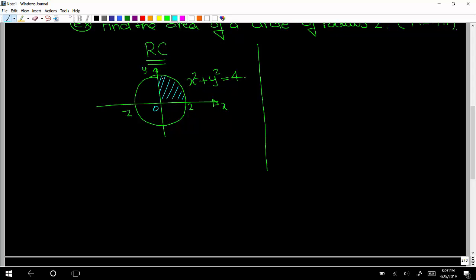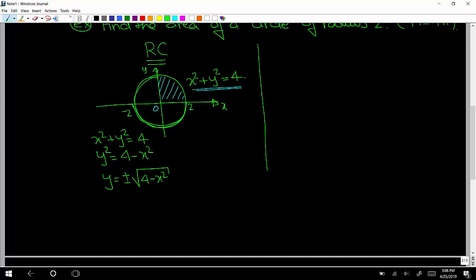So this is the top half of my circle, and to get to that I would have to solve this equation for y. So let's do that. We get y squared is equal to 4 minus x squared. So that gives us y is equal to plus or minus the square root of 4 minus x squared. So we started with x squared plus y squared is equal to 4, and we isolated y. The negative radical gives us the bottom half of the circle, and the positive gives us the top half of the circle. Since we want to find this area in the first quadrant, we're going to use the positive one.